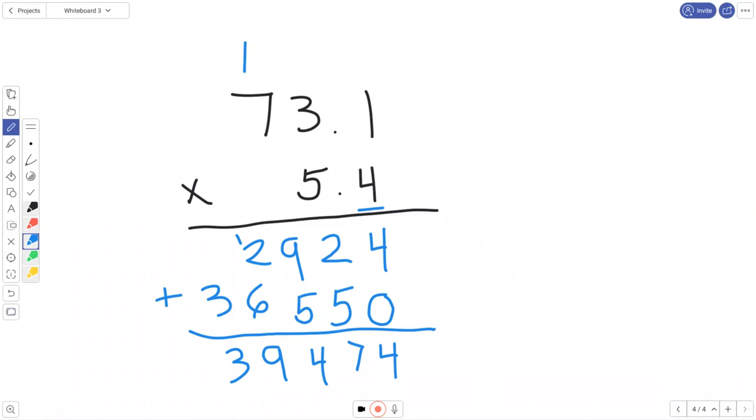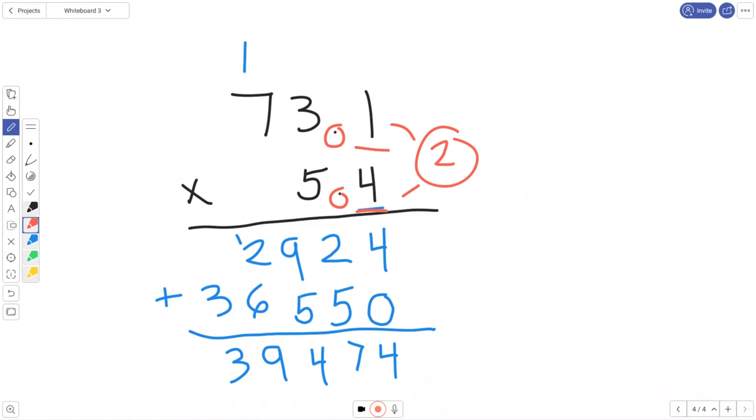Our numbers are right, but we don't have the right answer because we now need to add our decimal in there. So we have to count how many numbers in our problem came after the decimal. Well, in 73.1, we have our decimal, and we have one number that comes after it. In 5.4, we have a decimal and one number that comes after it. So that gives us two numbers that come after that decimal.